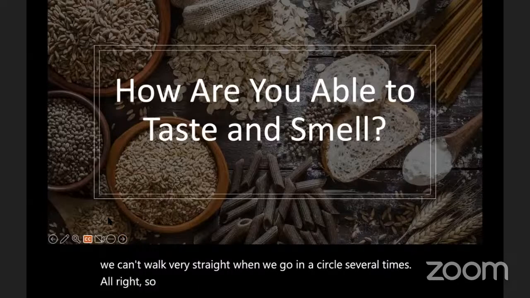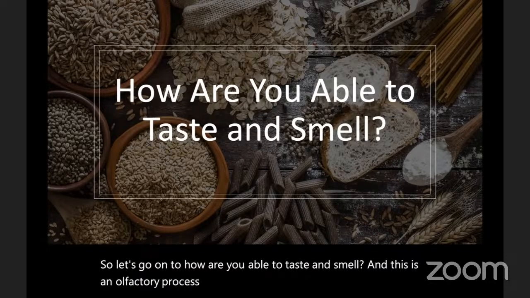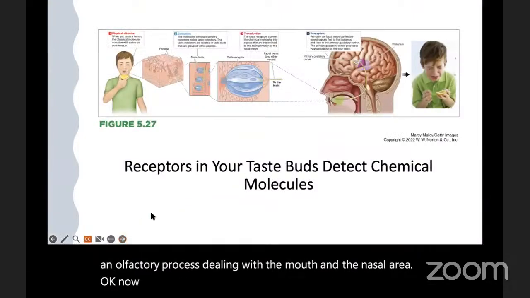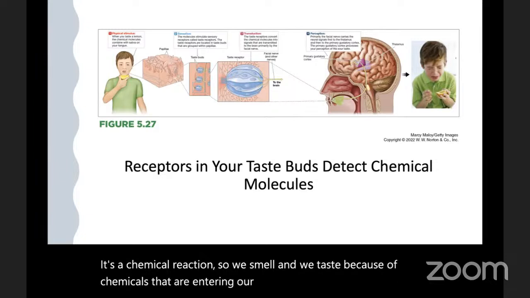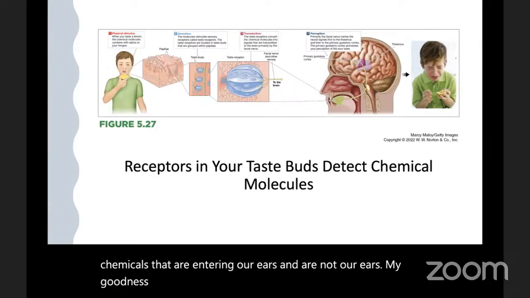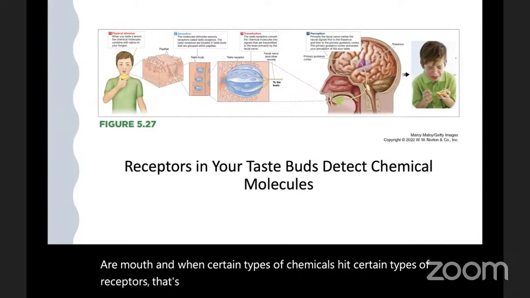All right, so that's hearing. So let's go on to how you are able to taste and smell. This is an olfactory process dealing with the mouth and the nasal area. Now, for taste, it's a chemical reaction. We smell and we taste because of chemicals that are entering our nose and our mouth. And when certain types of chemicals hit certain types of receptors, that's what sends the signal back to our head.